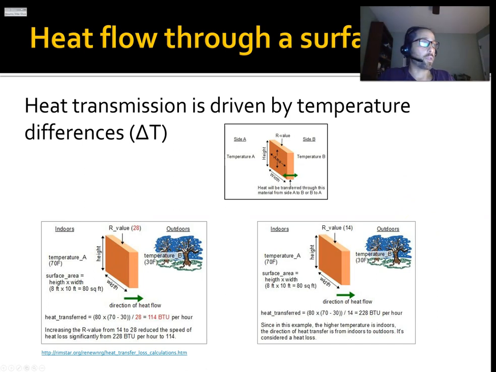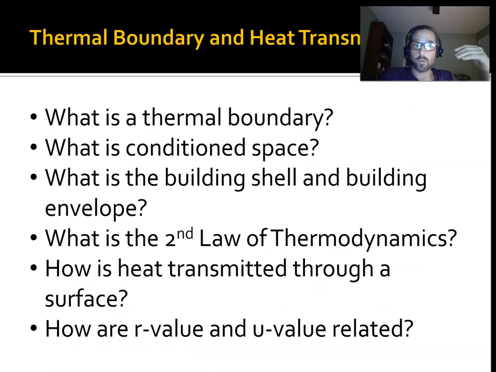And again, remember that heat transmission is driven entirely by delta T, right? So bigger delta, bigger surface area, more time, bigger U, you're going to have more heat transfer. Okay, so again, we went over the difference between the thermal boundary, the building envelope, and the building shell. We looked at the difference between conditioned and unconditioned space, the implications of the second law of thermodynamics, and then we looked at how heat is transmitted through a surface, and then how U values and R values are related.